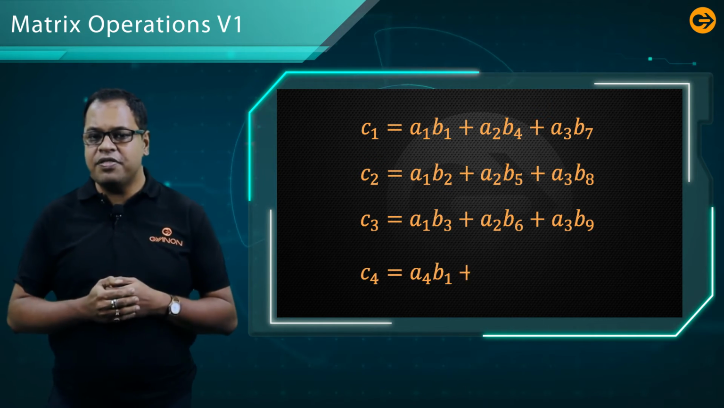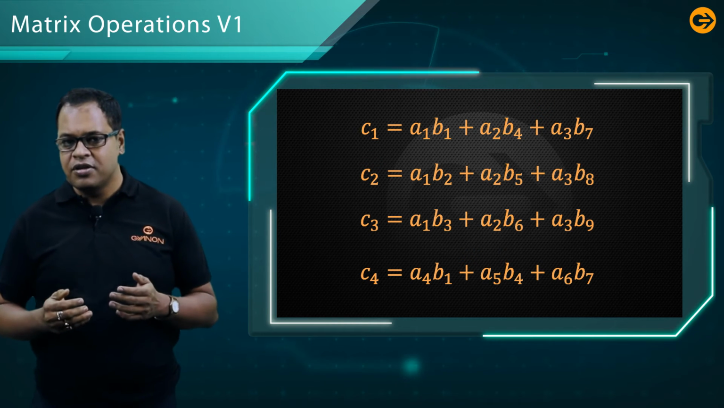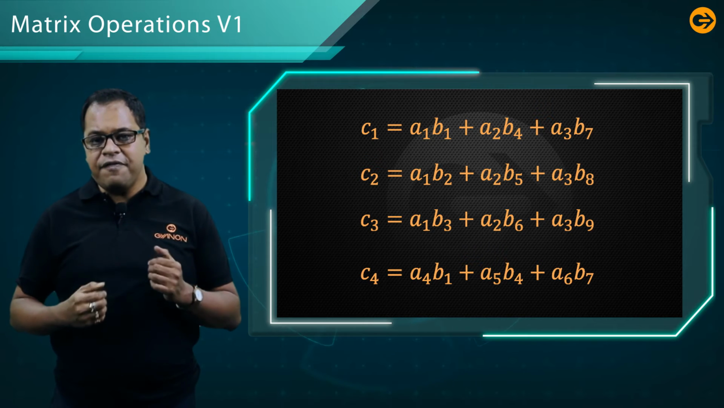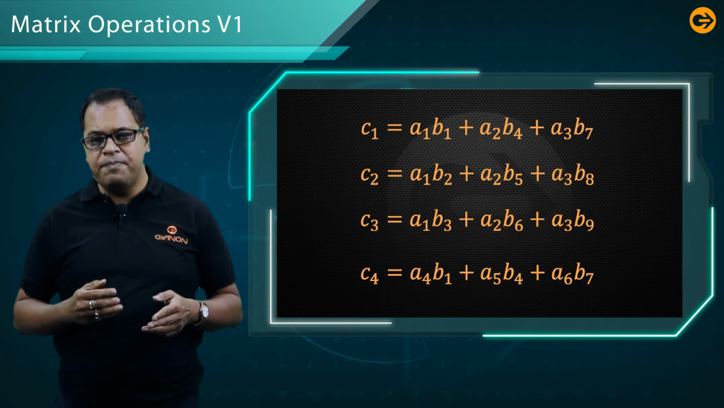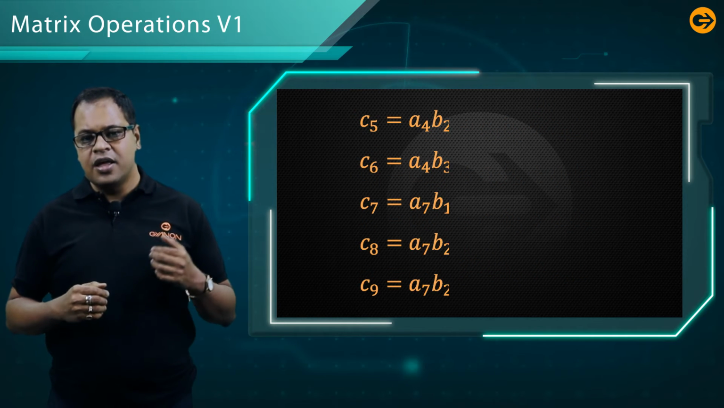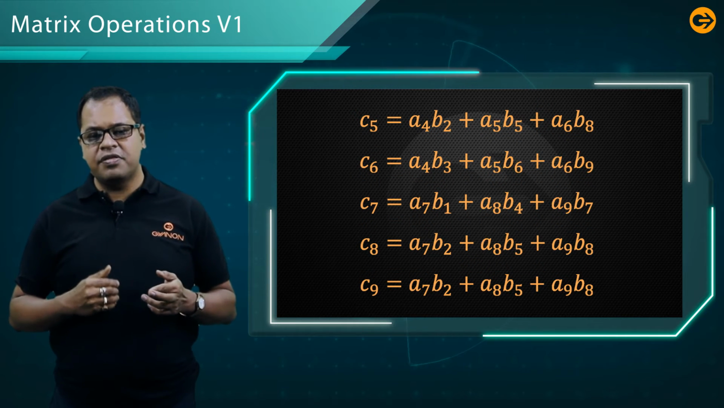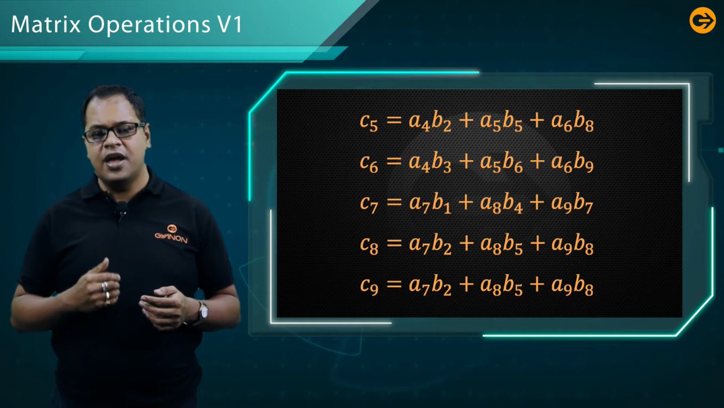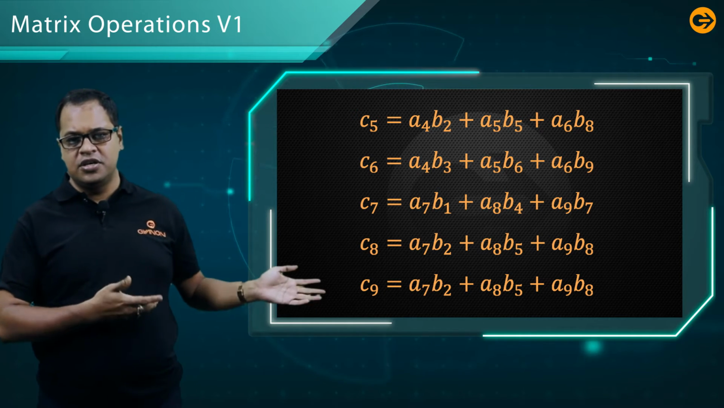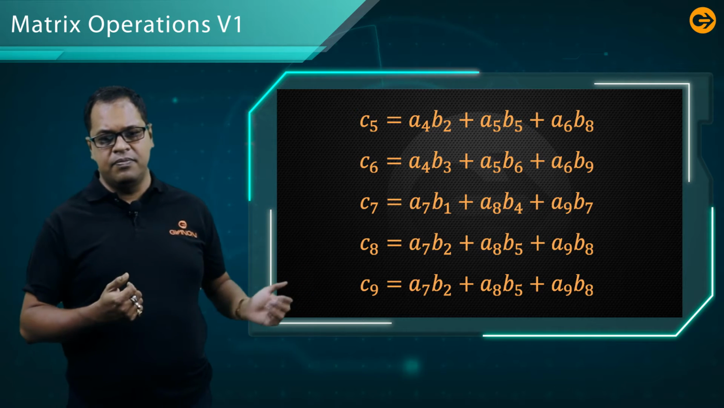What will be the case of C4? Guess. Okay, let us check your answer. C4 will be A4 B1 plus A5 B4 plus A6 B7. Similarly, C5, C6, C7, C8 and C9. You just do it yourself and check the result as shown in the diagram.